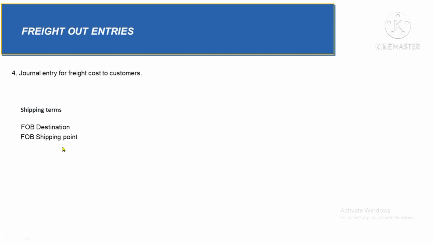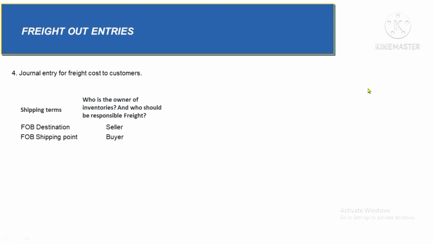But let's add something to that. Aside from the ownership, the seller is also burdened with the responsibility for freight. Again, if FOB destination, who is the owner and who should be responsible for the freight? The answer is the seller. And of course, in the opposite, if the shipping terms is FOB shipping point, the owner of the goods in transit and the ones responsible for the freight is already the buyer.